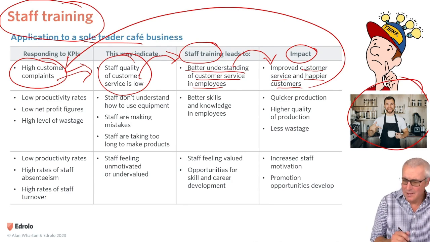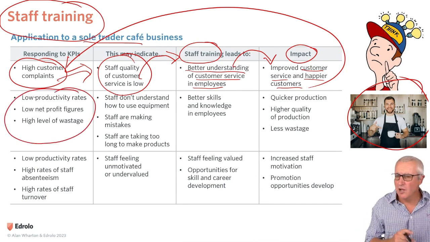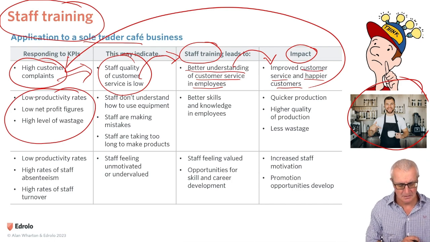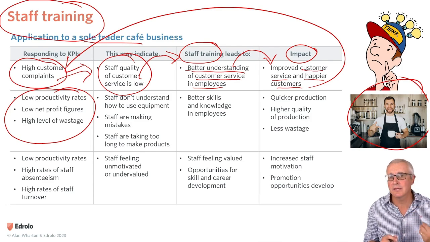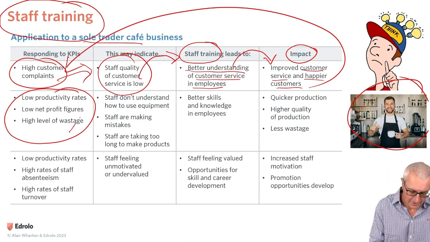The next one, let's pretend that my key performance indicators are coming in, and I've got low productivity rates, low net profit figures, and a high level of wastage. First of all, I want to be thinking, why is that possibly occurring? Why are those 3 things happening?